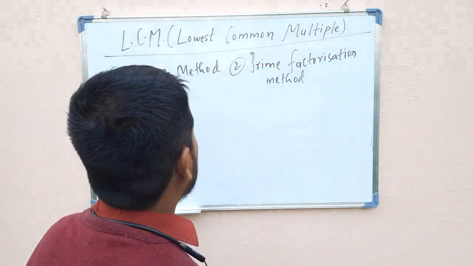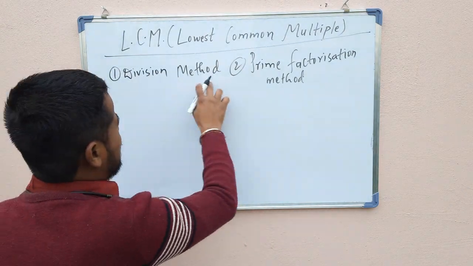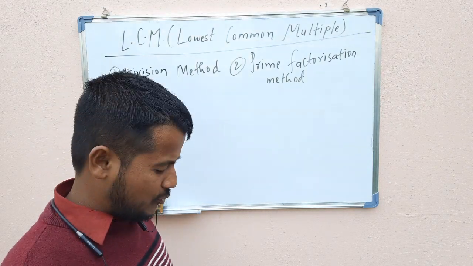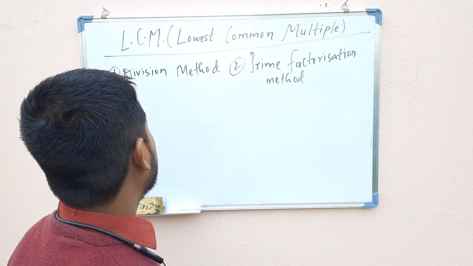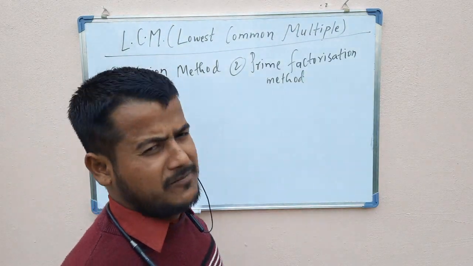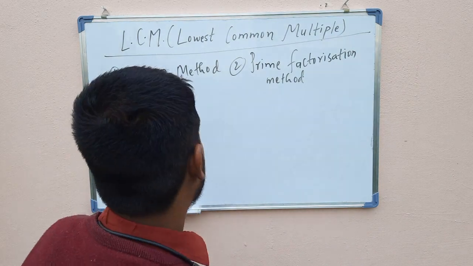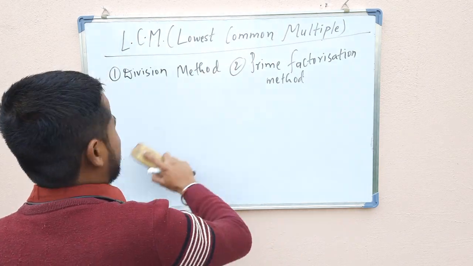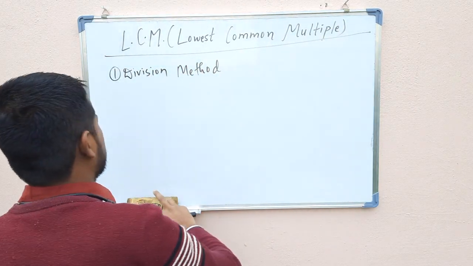So do not be confused about these things. You can solve LCM in two methods; whichever you feel is easy, you can do it that way. Sometimes the question will be given like this: find the LCM by division method, or sometimes it will be given like find the LCM by prime factorization method. So do not get confused. Today at first we will learn the division method, then we will come to the prime factorization method. So let's learn the first process, that is the division method.